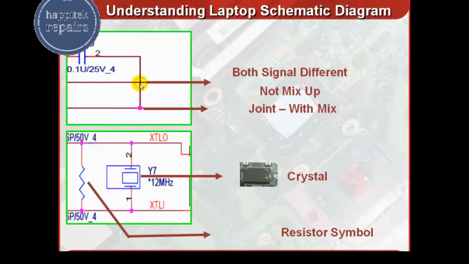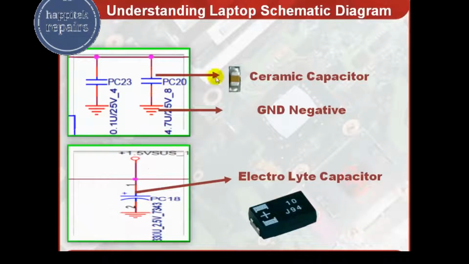Joint with the mix means it is joined with the bottom line. Like this is a joint. Another, this symbol is for the crystal. You can find this symbol is for the crystals. And this symbol is for the resistors. You can find this is a ceramic capacitor.